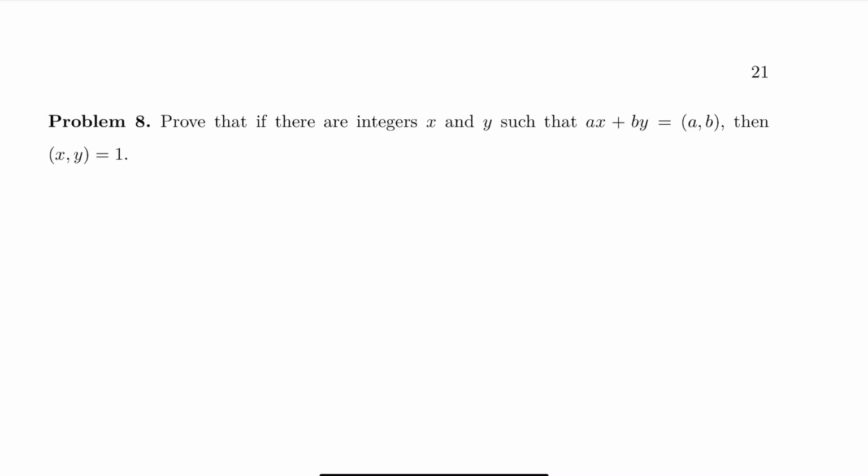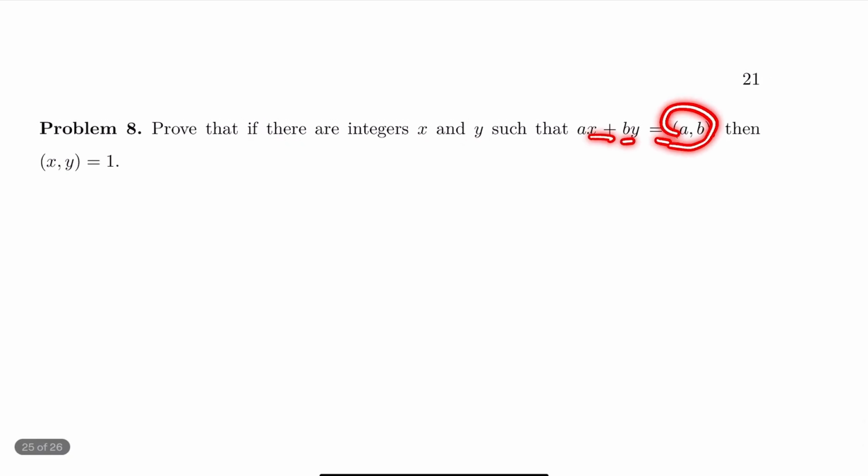Today, we're going to prove that if there are integers x and y such that ax plus by equals the greatest common divisor of a and b, then the greatest common divisor of x and y is 1. Now, let's try to prove it.